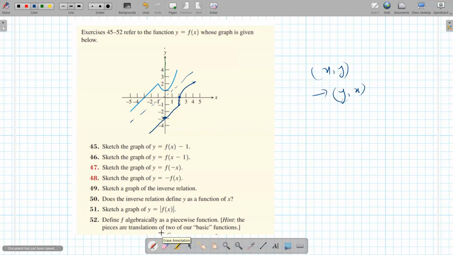Actually, it does not. You can just do the horizontal line test on the main function. See, it touches it twice, so it fails the horizontal line test.